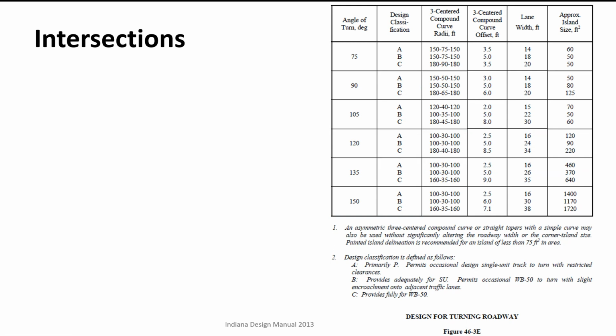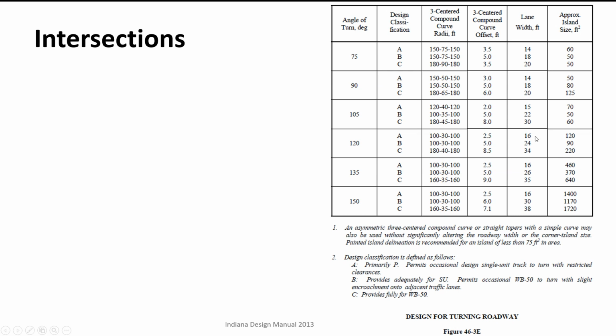This is the Indiana version of this again. So we still have this class A, B, and C. Now theirs are going to be a little different. Their A and B are the same as the AASHTO, but they have modified what their design class C is. So if we went for the 90-degree turning roadway, we would do a compound curve using 180-foot radius, 65-foot radius, 180-foot radius, and then our turn lane width would be 20 feet, and an approximate island size of 125.